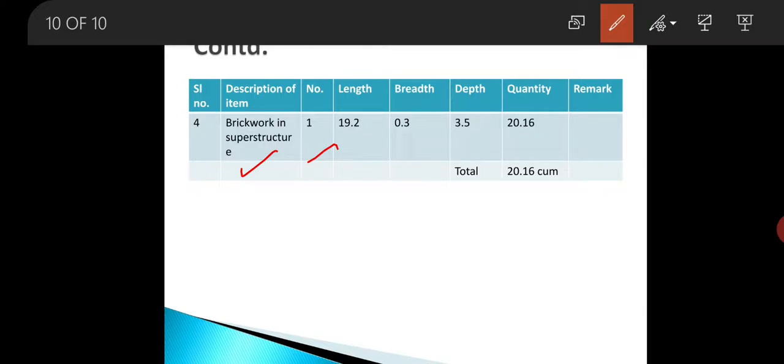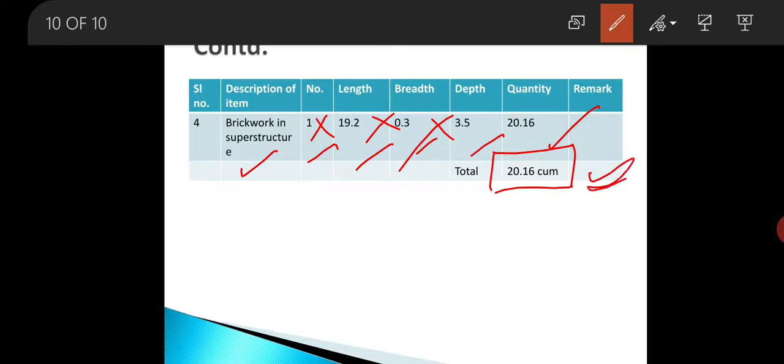This one is the number 1, length is 19.2, breadth is 0.3 and height is 3.5. By multiplying these 3, we will get the total quantity as 20.16 cubic meters. So this is the final quantity of brickwork in superstructure. If there is any door and window, then that opening will be deducted from this quantity. But we have no door and window. So this one is the final quantity of brickwork in superstructure.